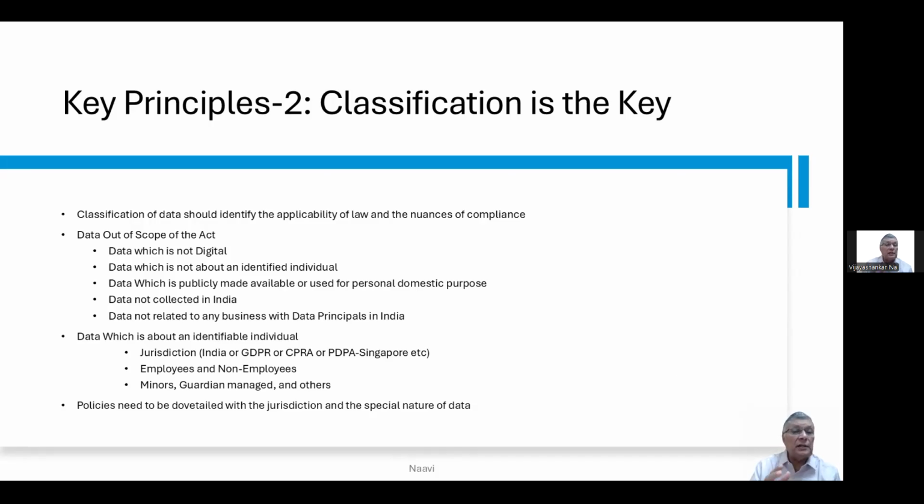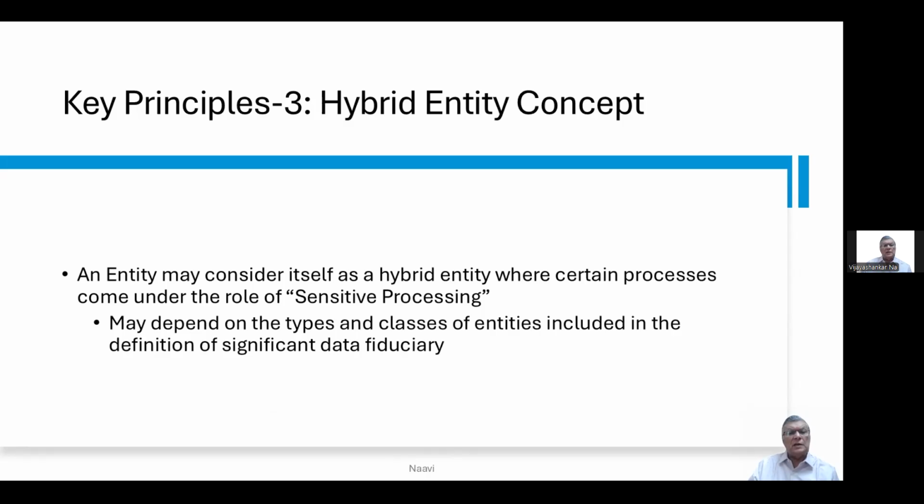Therefore, there are actually 31 classifications which we use in DGPSI, starting from non-personal data as one classification, personal data as another classification, and within personal data, the various other classes, the details of which we can see when we discuss the implementation specifications.